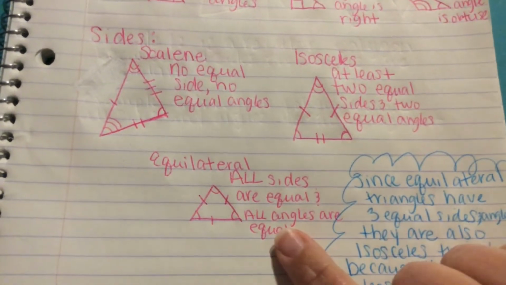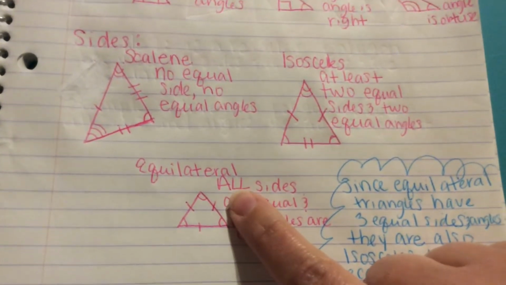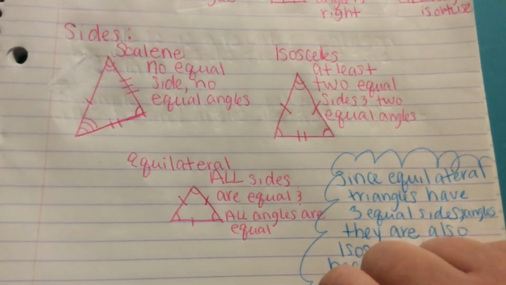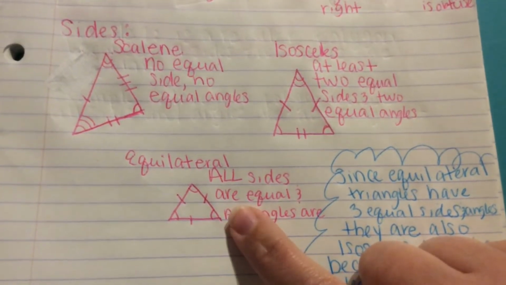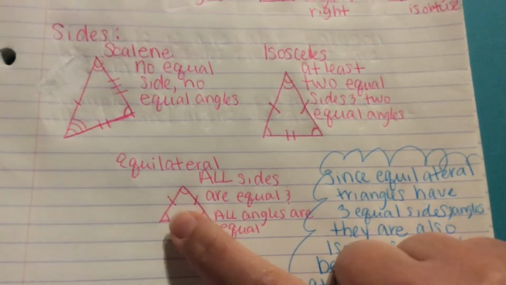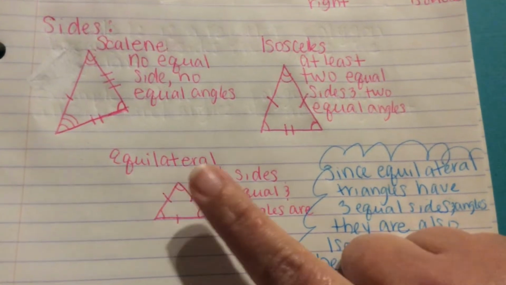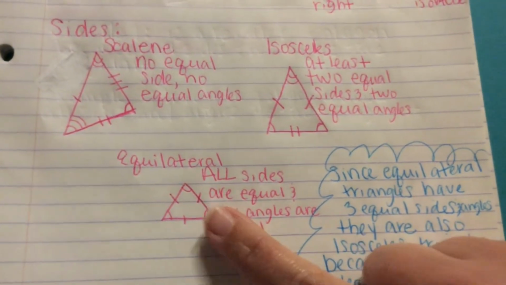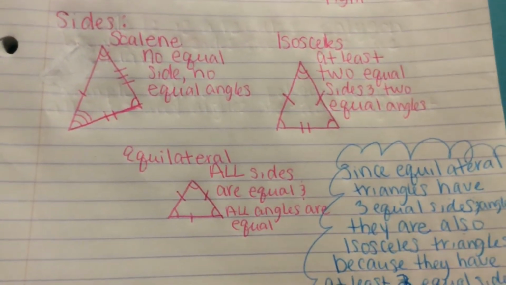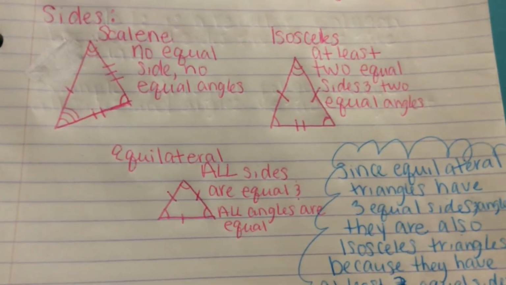An equilateral triangle. In an equilateral triangle, all my sides are equal and all my angles are equal. Each of my sides has 1 mark. Each of my angles has 1 mark. So all my sides and angles are equal.